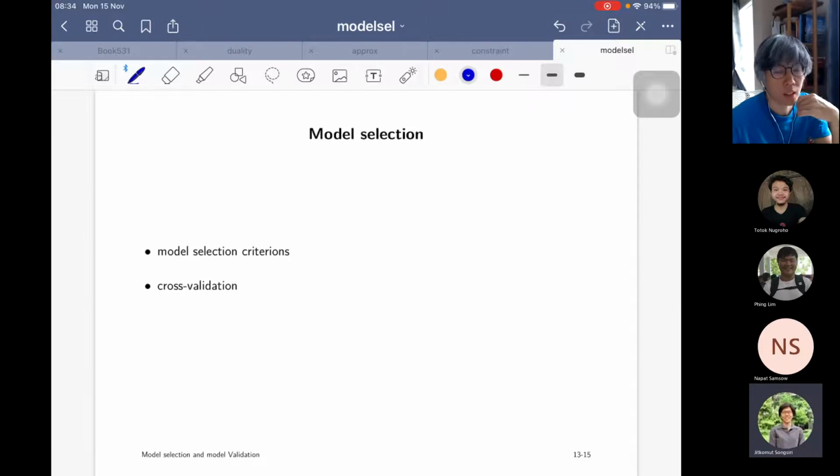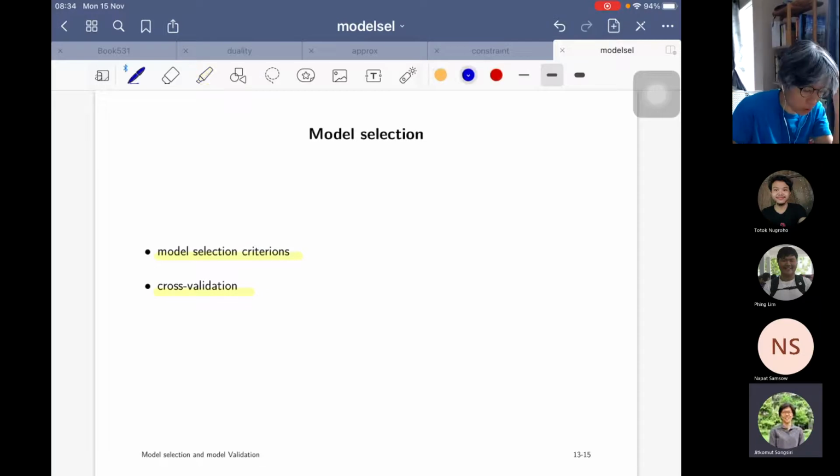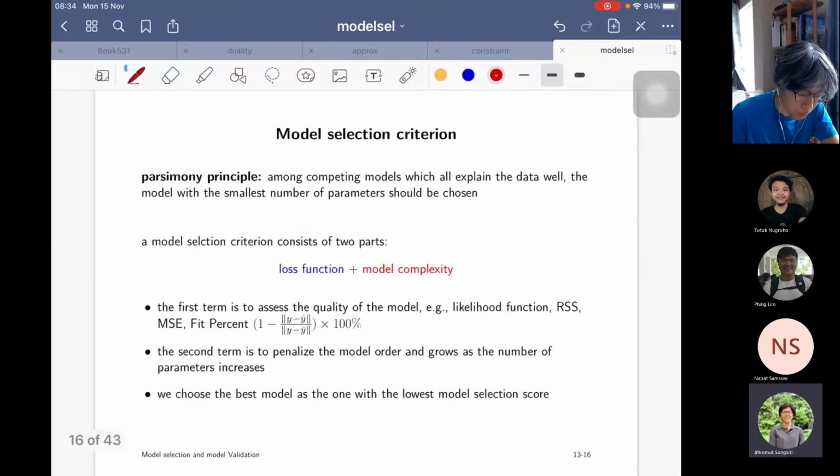Okay, here in this video clip, I would like to present two common approaches for model selection. The first one is to choose model selection criterion, the scores. These are the scores that contain that trade-off between the loss function and the model complexity. The second approach is the cross-validation. So in this clip, I will focus on representing the scores.